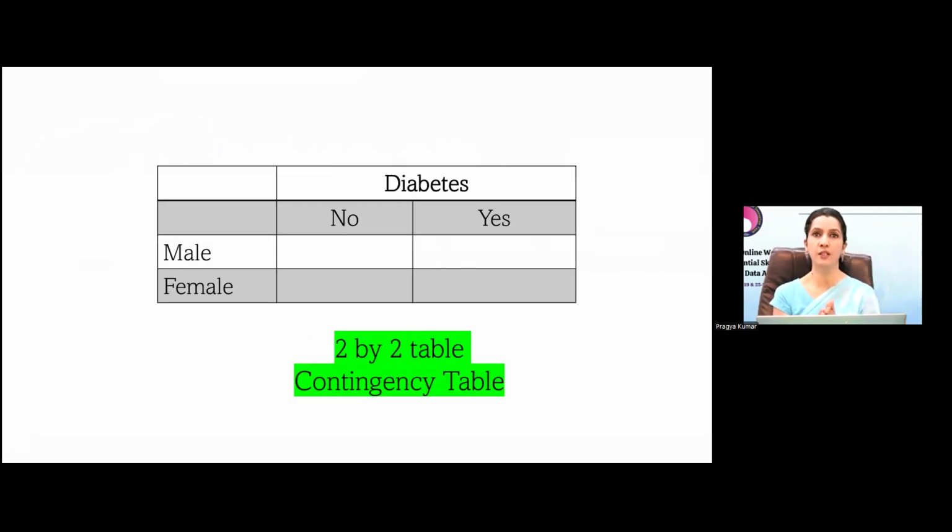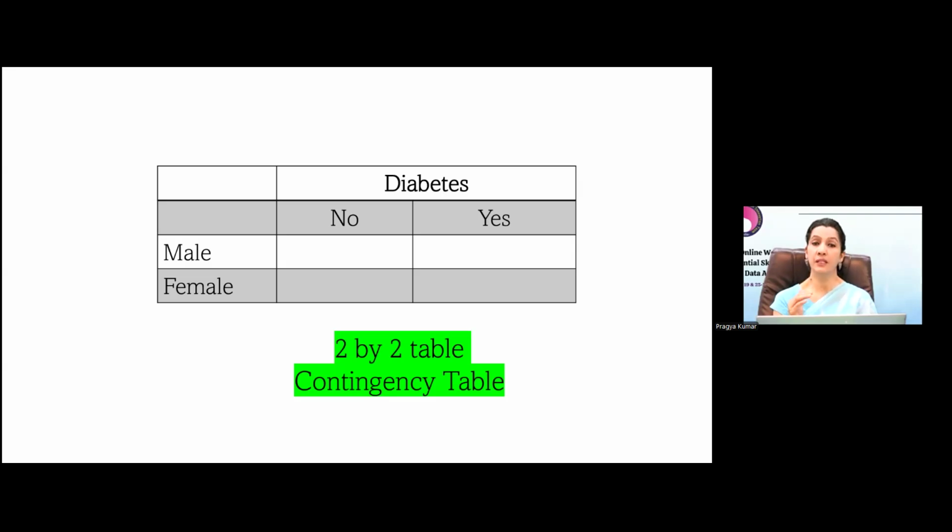So there are different types of contingency table. This is a 2 by 2 contingency table where there are two levels of each category. In this case, diabetes is a categorical variable, and again, it depends on the number of categories. If there are two levels, you call it a binary variable. So both of these are binary variables, and this contingency table is a 2 by 2.